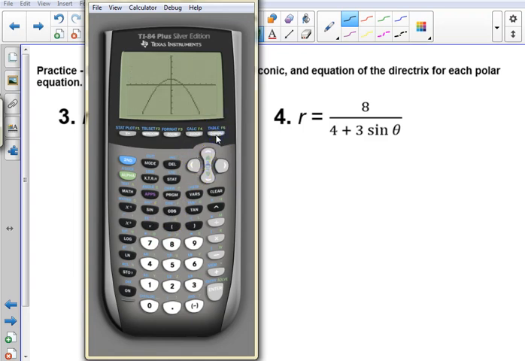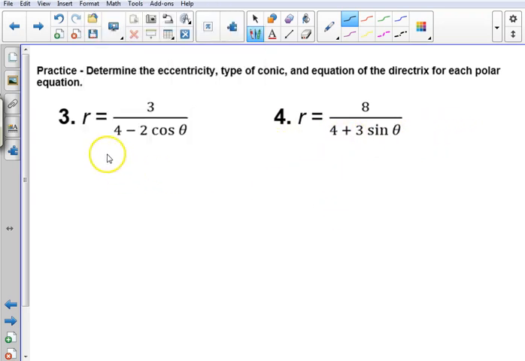Did you get a parabola eventually? I got it to work. You could put 1 plus 1 sine theta. I just did 4 plus 4 sine theta, so it's possible to make it.